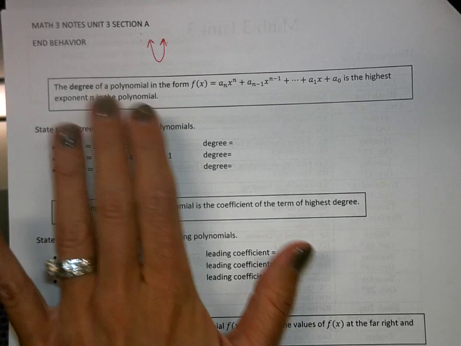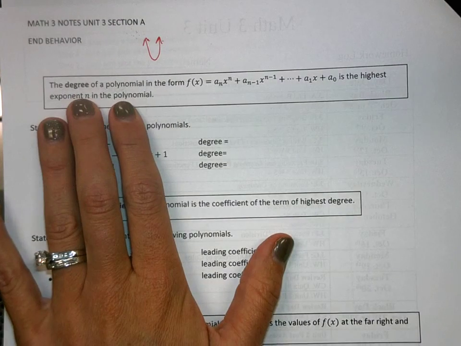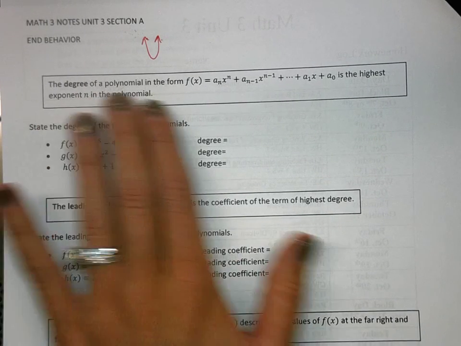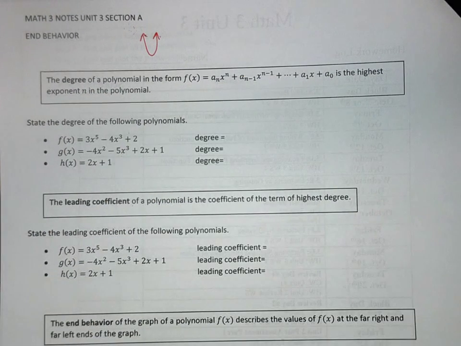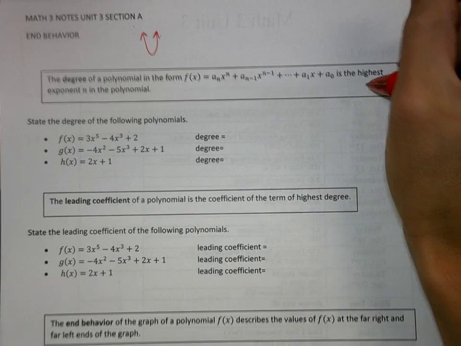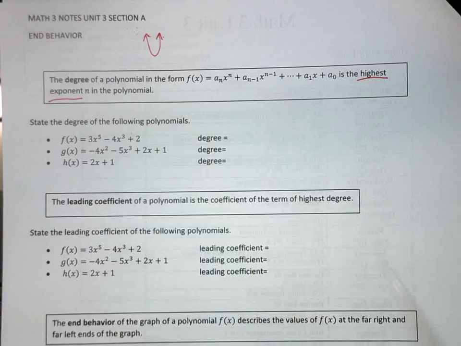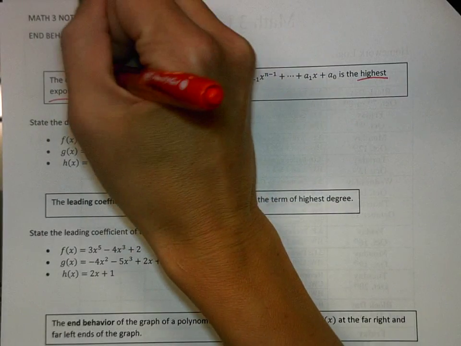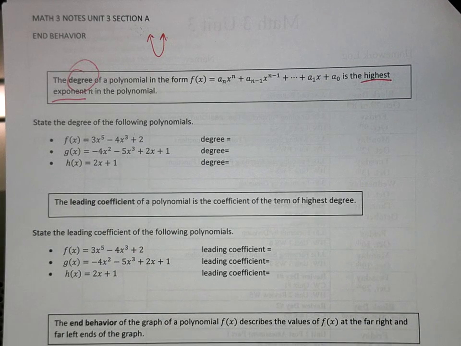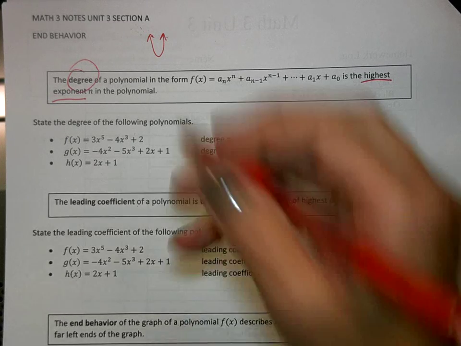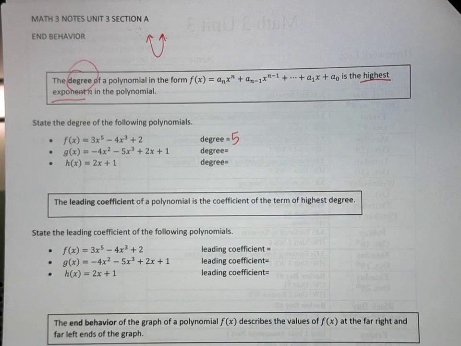Now, in order to tell some of these things, we need to understand what each part of the equation means. The first thing we have is the degree of a polynomial. You could have this big old long list for the equation, but ultimately, the highest exponent in the polynomial gives you the degree. So if we look at those examples for f of x, g of x, and h of x, starting with f of x, what is the highest exponent? 5. That is my degree. So my degree is 5.